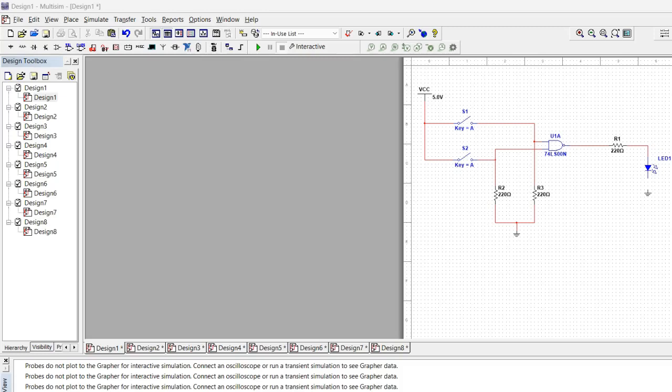Here is the first part. The VCC is the power supply, and I have to switch S1 and S2.